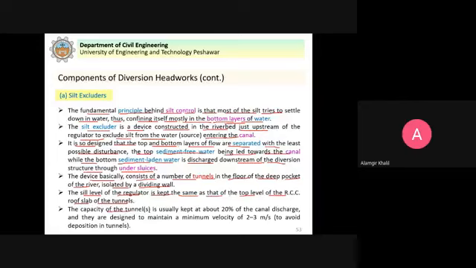The capacity of the tunnels of these silt excluders is usually kept at about 20% of the canal discharge, and they are designed to maintain a minimum velocity of 2 to 3 meters per second to avoid deposition in tunnels. At 2 to 3 meters per second, the silt will not deposit, and it will be flushed through the undersluices to the downstream side.